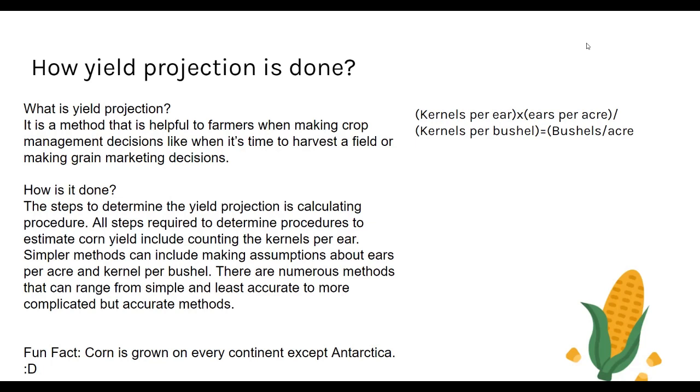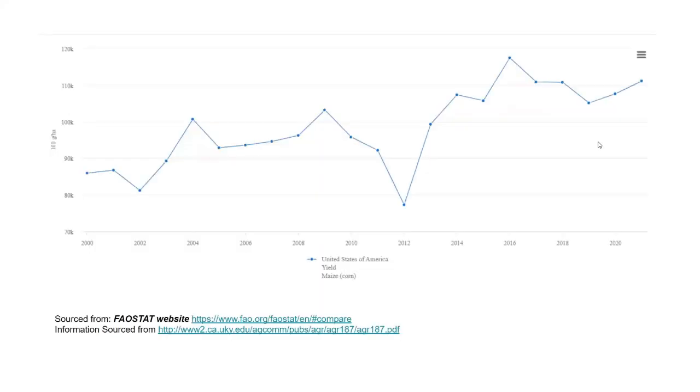And a fun fact I learned about corn is it's grown on every continent except Antarctica. On the next slide, I just wanted to show a corn yield projection in the United States of America from 2002 to 2023 and just show how it's done. It was sourced from the FAOSTAT website, and all information sourced is down below.